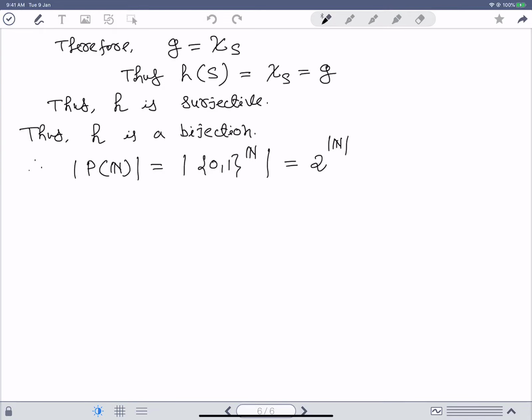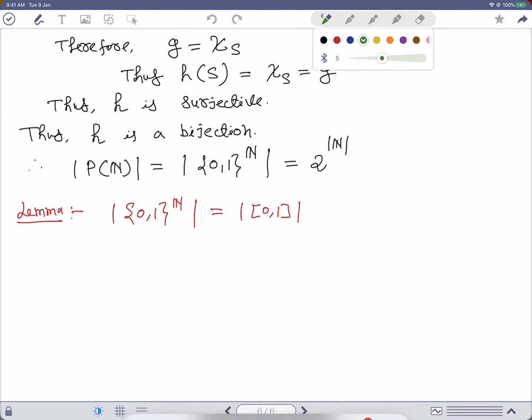Now we have the next result. It says the cardinality of this set is the same as the cardinality of the closed interval [0, 1]. And if we can prove this one, that's when we can say that the cardinality of the closed interval [0, 1] is the same as the cardinality of the power set of N.